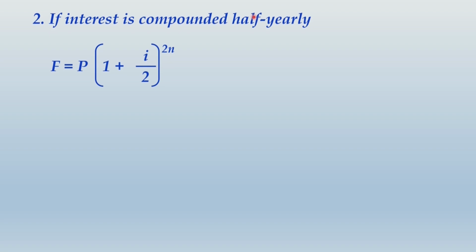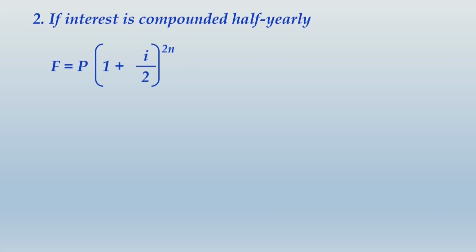So first of all, 2 different places will be adjusted. One is the stated interest rate or the stated annual rate will be divided by 2, because if this rate is applicable for the entire year, half of that rate will be applicable for half year. So I by 2 becomes the periodic rate, but because the compounding is going to happen twice in a year and number of years in our example over here is 2 years, so it will be 2 into 2.